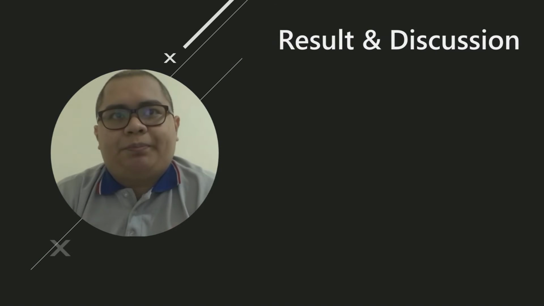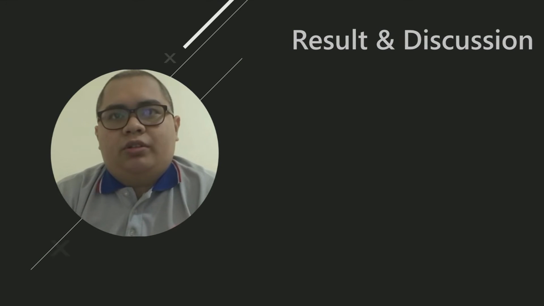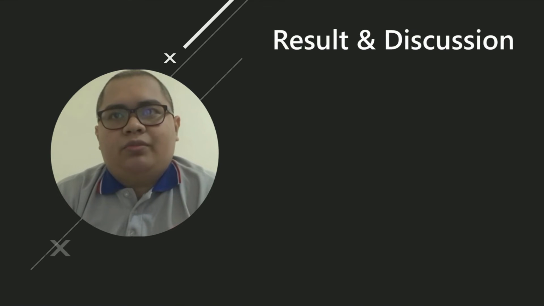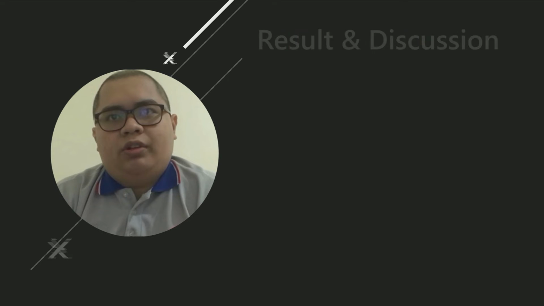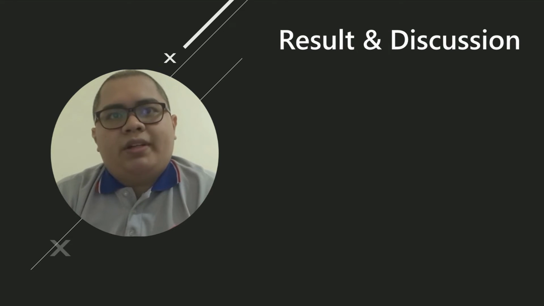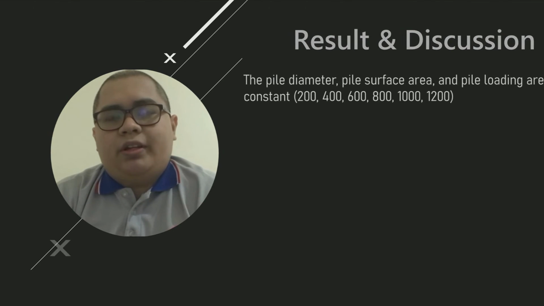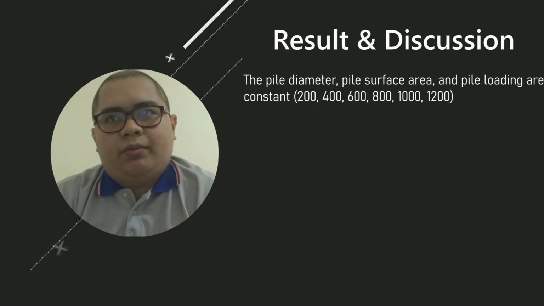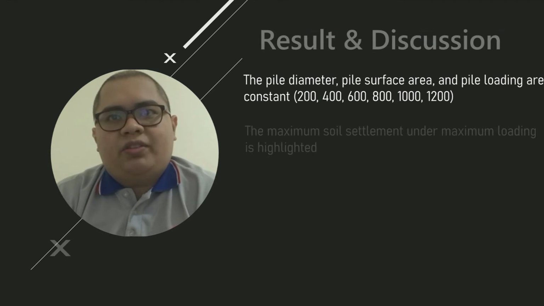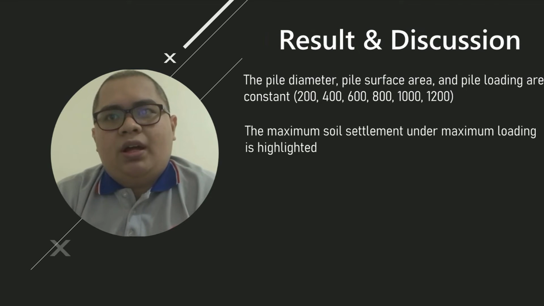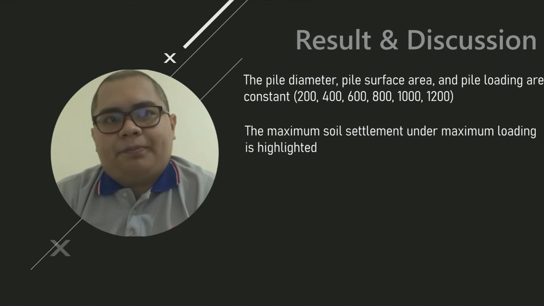Next, we present the results and discussion in this project. The results of the numerical model using Plaxis 2D for Mohr-Coulomb, soft soil and hardening soil models are shown in Table 1, Table 2 and Table 3. The pile diameter, pile surface area and pile loading are constant variables in all three models. As seen in the table below, the maximum soil settlement in millimeter and the maximum loading are highlighted.